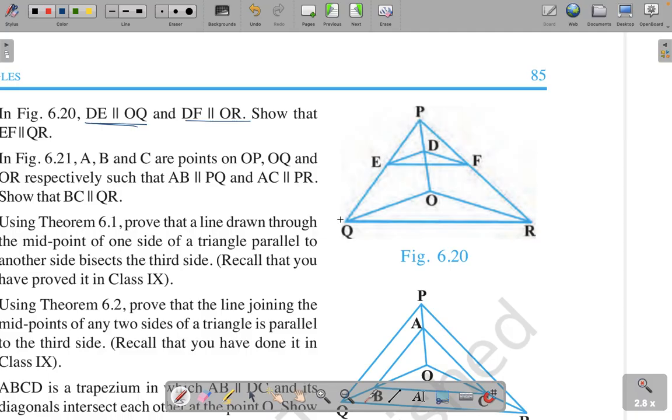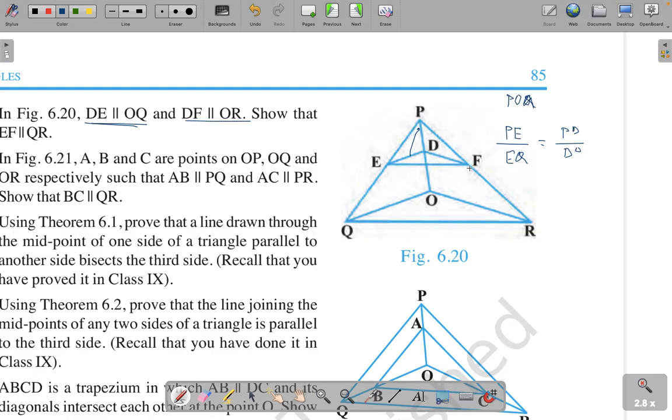One triangle is POQ. So if you apply BPT in POQ, again this line is parallel, so I'll start from this point. So P upon EQ is equal to PD upon DO, right?